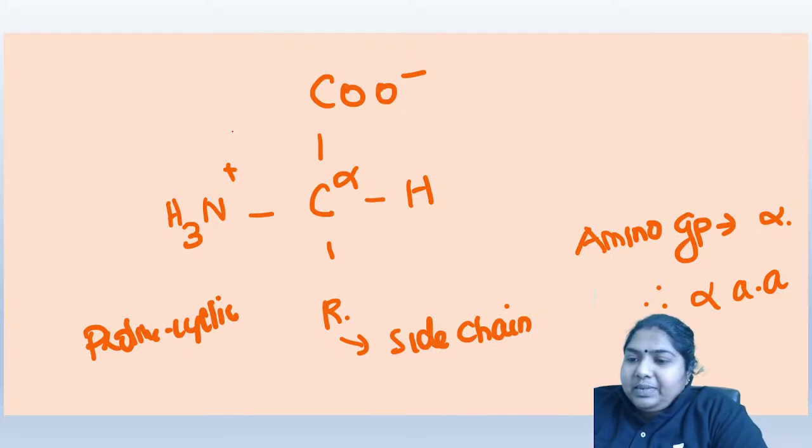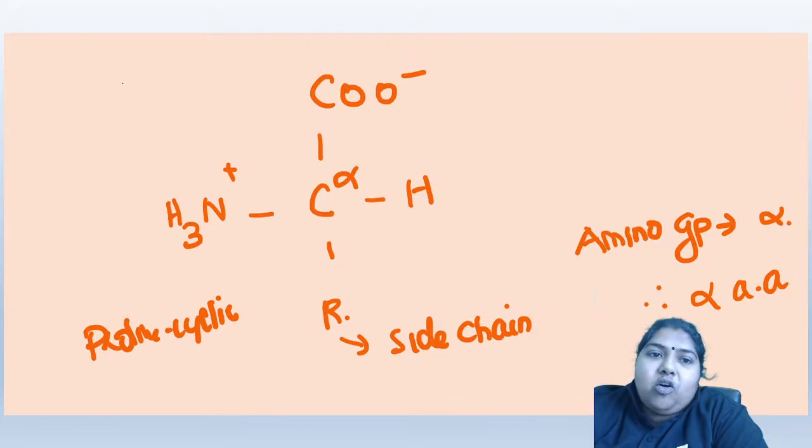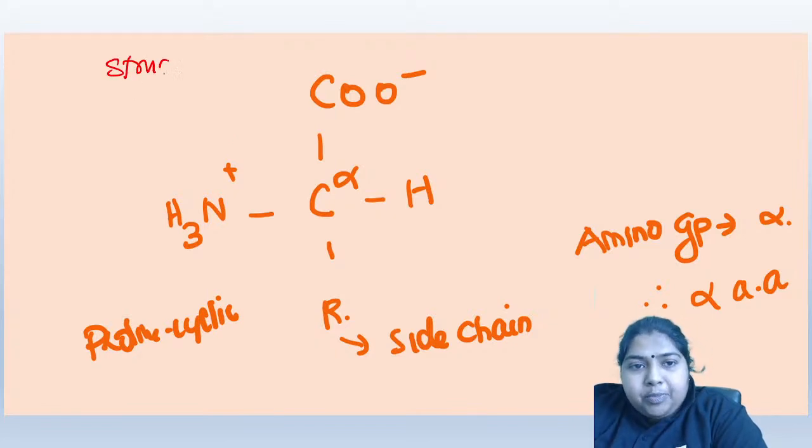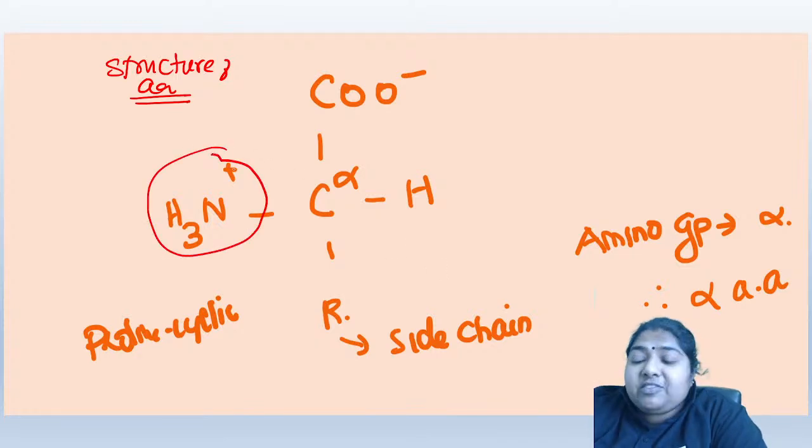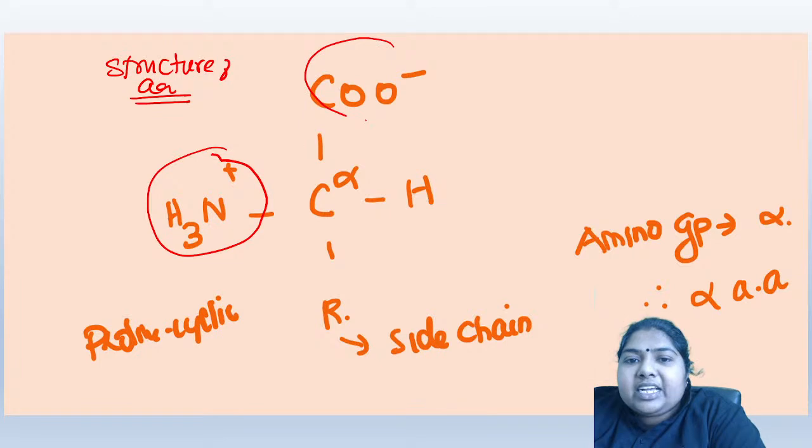So this is going to be the basic structure of your amino acid. Your amino acid, as the name suggests, it is going to contain an amino group as well as a carboxylic group. That is why it is called an amino acid.